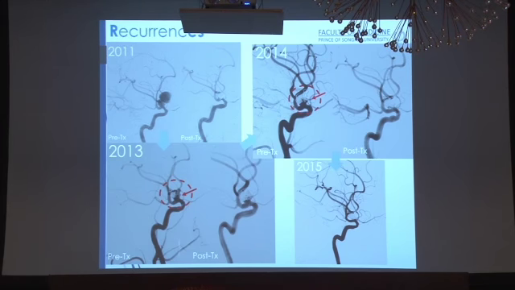From these images, you can see this partially thrombosed giant aneurysm had 2 recurrences after complete obliterations in 2013 and 2014, and then complete obliteration again after recoiling.